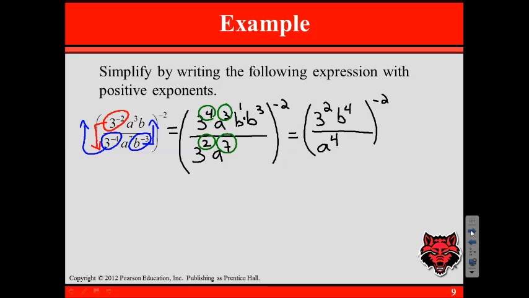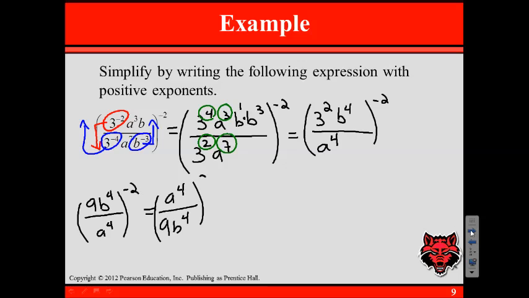We can simplify one more time within parentheses before we deal with that exponent on the outside. 3 squared is 9, so this becomes 9 b to the 4th over a to the 4th, all raised to the negative 2. Now let's use the additional exponent property that I wrote on the last slide, which stated that if we have a fraction raised to a negative exponent, we can flip the fraction to write a to the 4th over 9b to the 4th. We don't change any signs on the inside. We can flip the fraction and change the sign of the outside exponent.